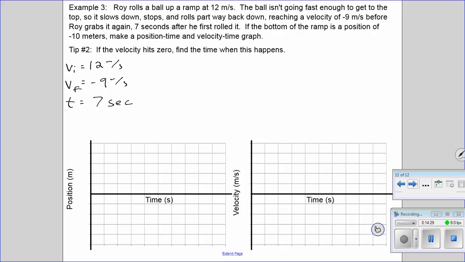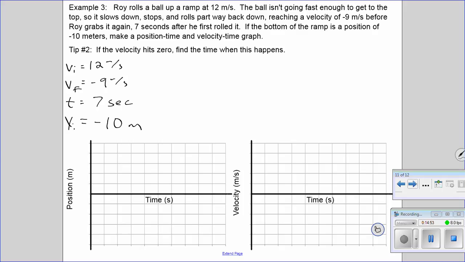All right. I'm trying to get in the habit of writing SEC for seconds. Otherwise, sometimes the S looks like a 5. So, all right. It says if the bottom of the ramp is a position of -10 meters. So, how is that pertinent here? Like, what does that have to do with this problem? Good. That's the initial position, right? That's where the cart started at the bottom of the ramp. So that's my initial position, right?